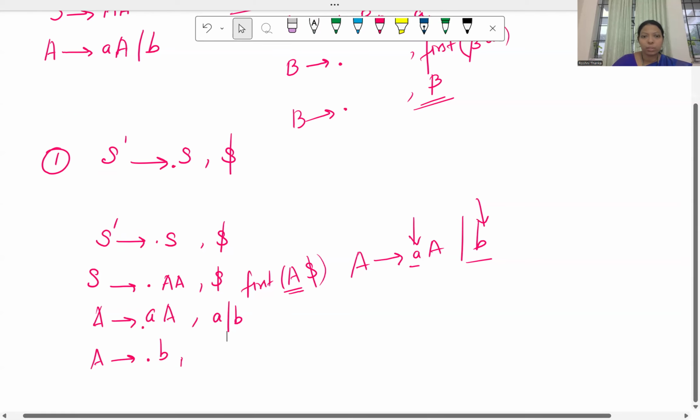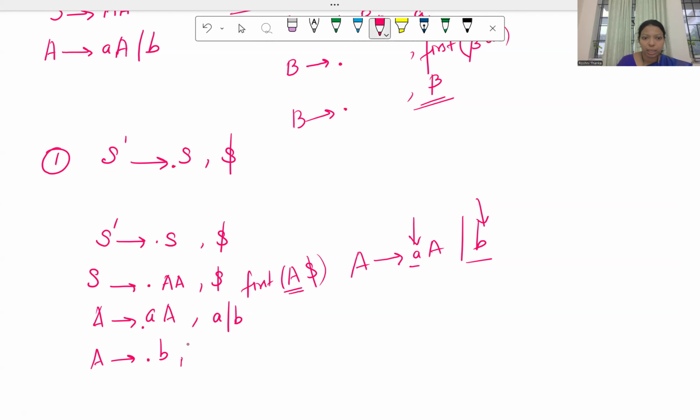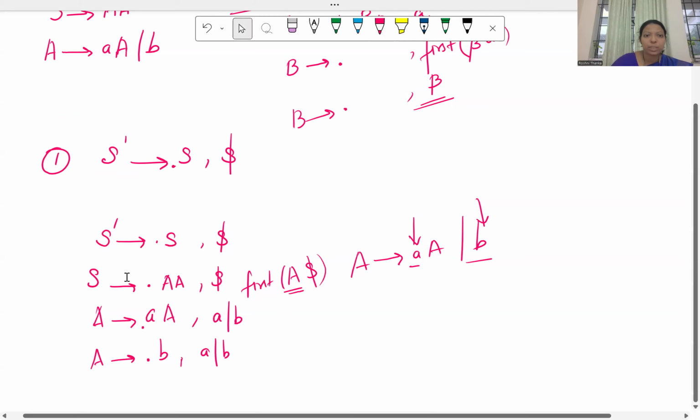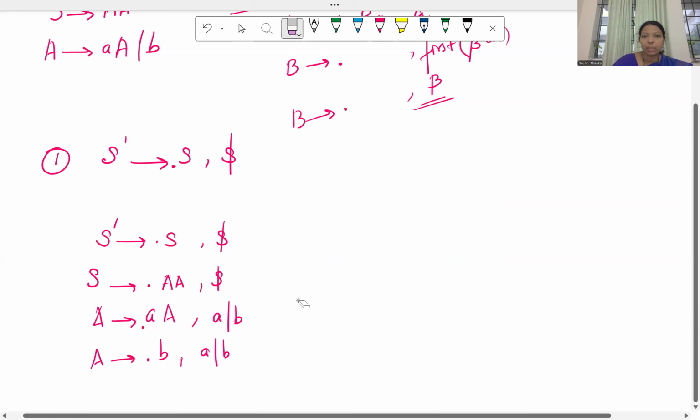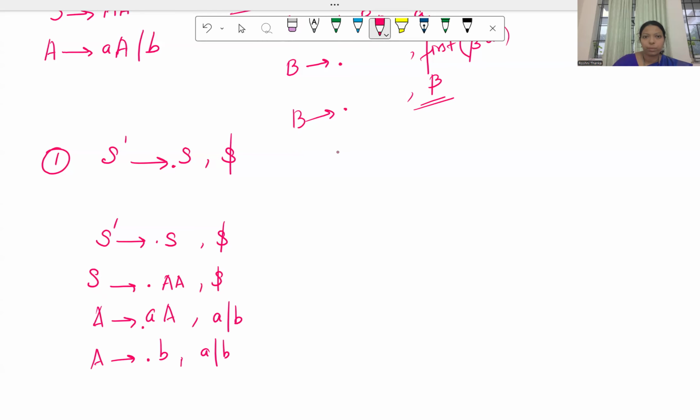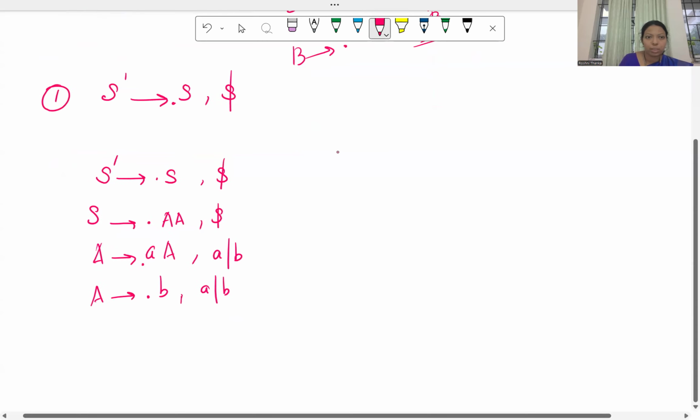And the look ahead of both these productions is A or B, because these two productions came from this production, at this place. So for both you have the same look ahead. Hope you have got it, right? And now if you see, after the dot there is a terminal, after the dot there is a terminal, that's it. So we completed the first canonical item set I0. So this is I0.